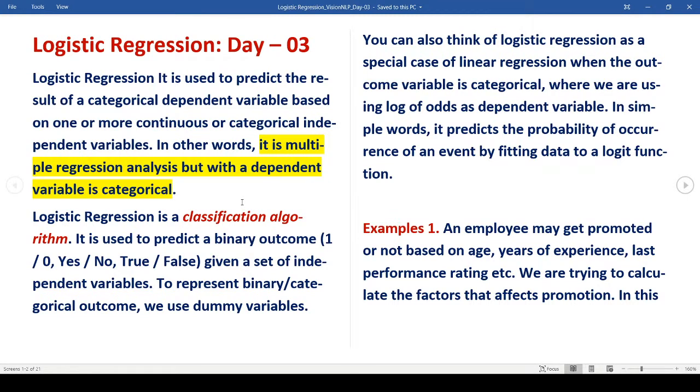In categorical, as I told you last time, categorical variables mean everything which is in binary form, maybe a yes or no, or a true or false, such things. So we'll learn more about this. In other words, we can also say it's a multiple regression analysis, but with a categorical dependent variable. This is also called a classification algorithm because it is used to predict a binary outcome, as I told you, 1 or 0.